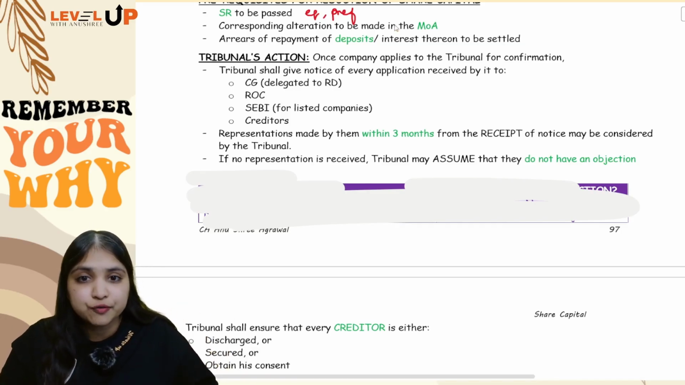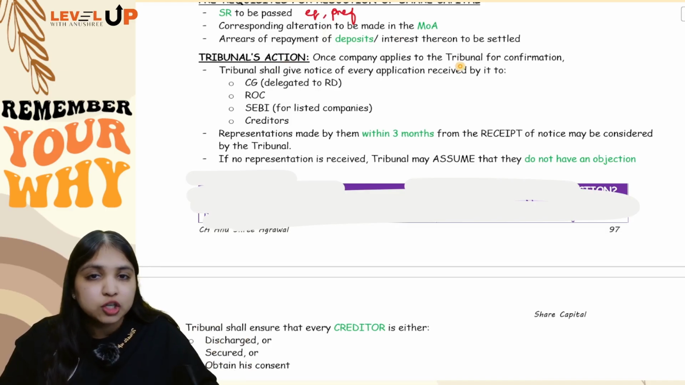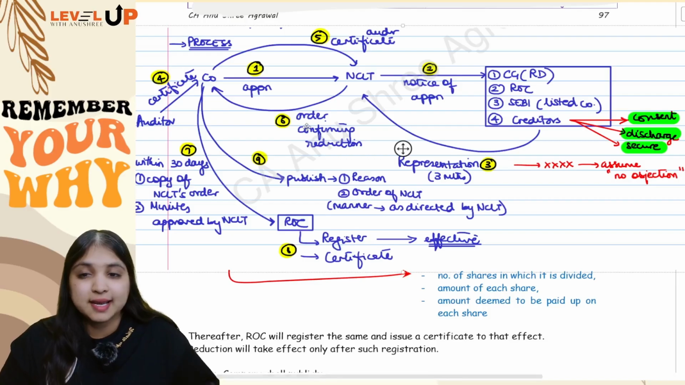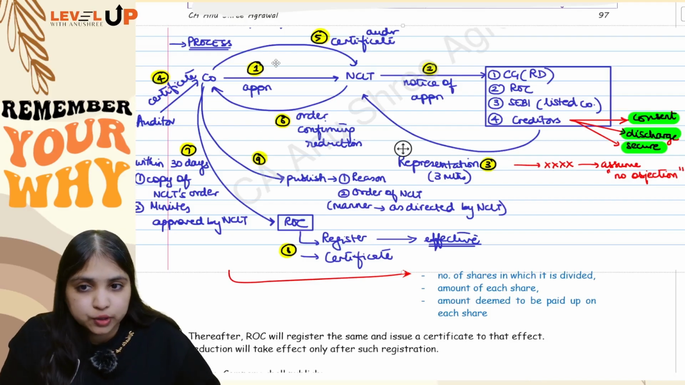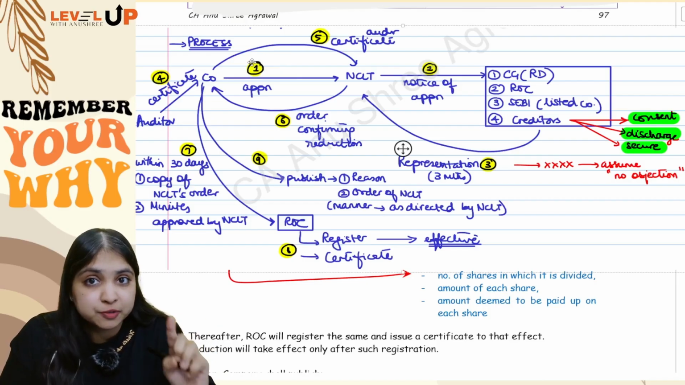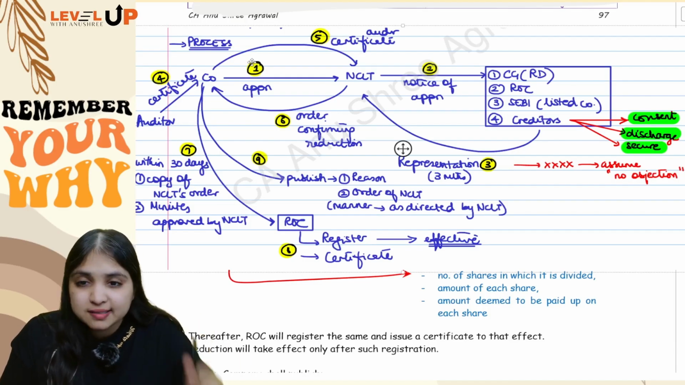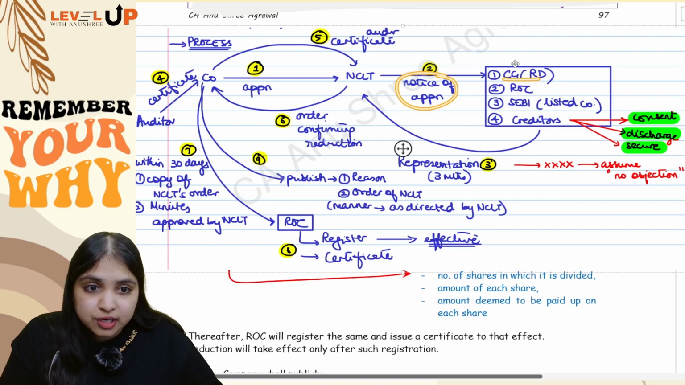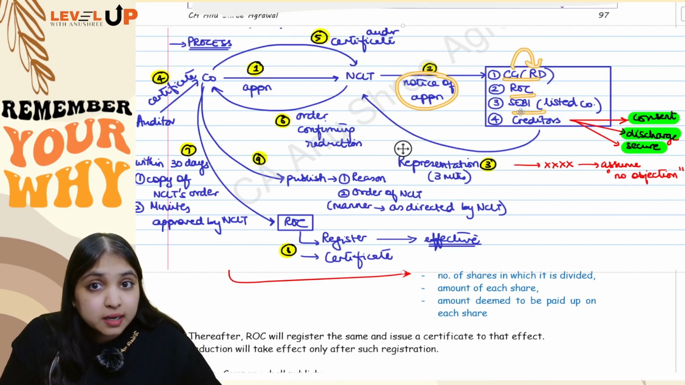We said that first of all, the company will submit an application to NCLT. Wait, let me show you the diagram itself. Look at this guys, this is the diagram I was discussing with you about. So first of all, SR will be passed. In the SR, equity shareholders and preference shareholders both will vote. Once the SR is passed, the company will file an application with NCLT. NCLT will immediately give a notice of the application to 4 people. Central government, who has delegated this work to the regional director, ROC, SEBI. NCLT will give notice to SEBI only if the company is a listed company, and NCLT will also give a notice to the creditors.